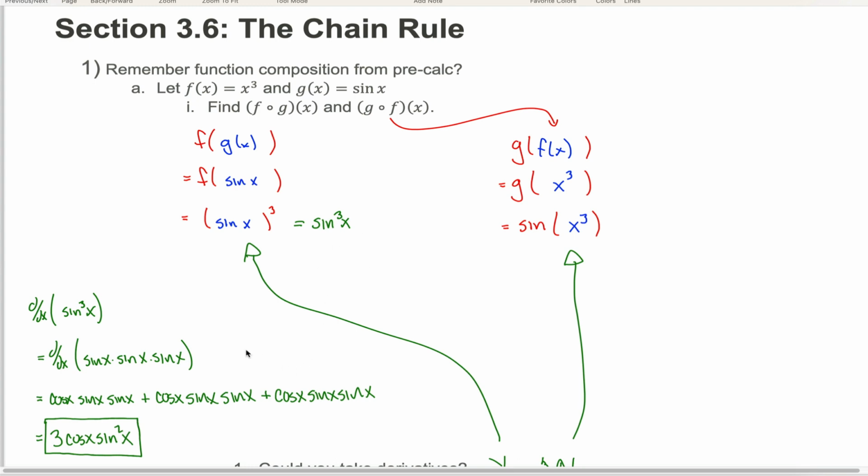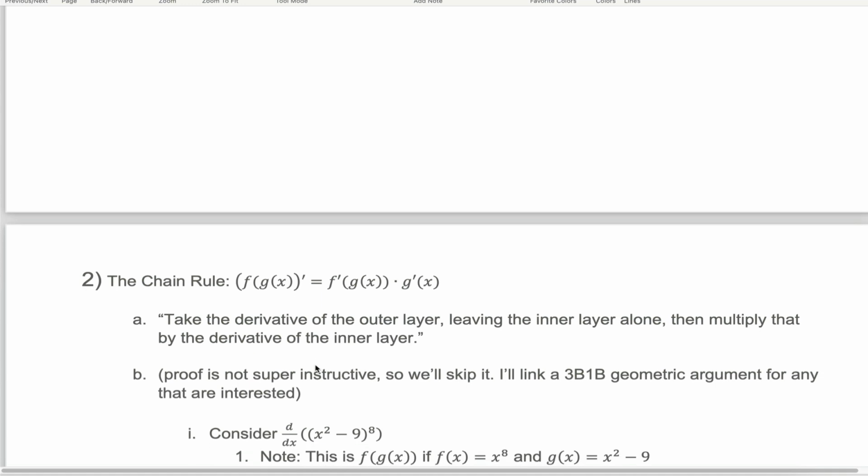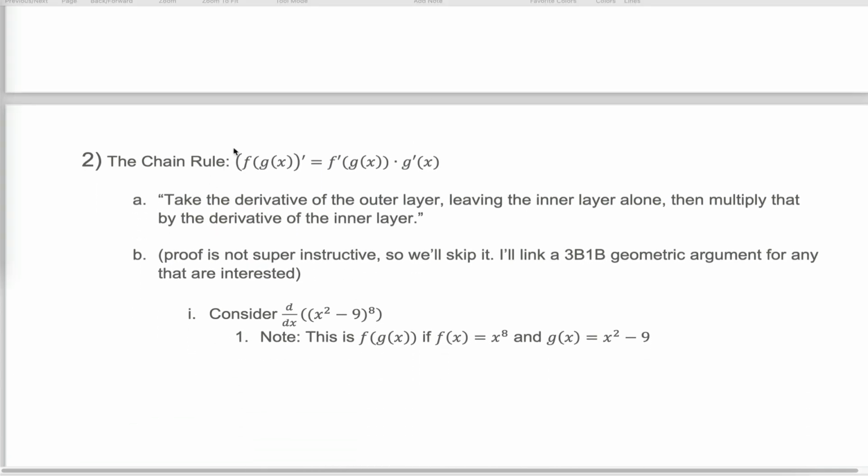So without further ado, what's the chain rule? Well, the chain rule is kind of complicated. The algebraic statement of the chain rule is what you see in front of you right here. It says that if you're taking the derivative of the composition of two functions, f of g of x, that's equal to f prime of g of x times g prime of x.